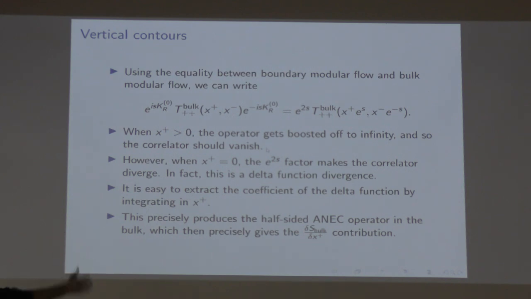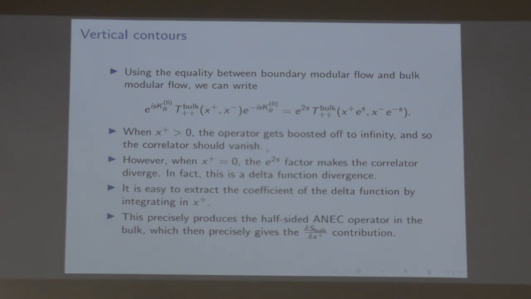So that was indeed my punchline. The punchline is that these vertical contours are very important to keep track of when the bulk operator has this index structure plus plus and minus minus, and when this operator is approaching the quantum extremal surface.